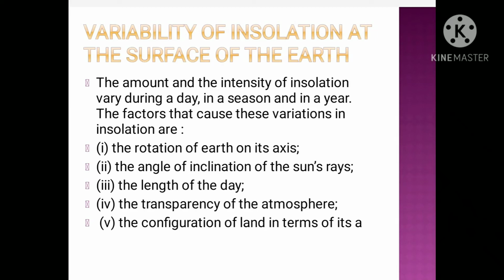So basically we have a number of factors that affect the insolation process. We have the angle of inclination, the rotation of Earth, length of the day, transparency of the atmosphere, and configuration of land. So these are the different factors with which the insolation received on the surface of the Earth varies in terms of its amount as well as intensity.